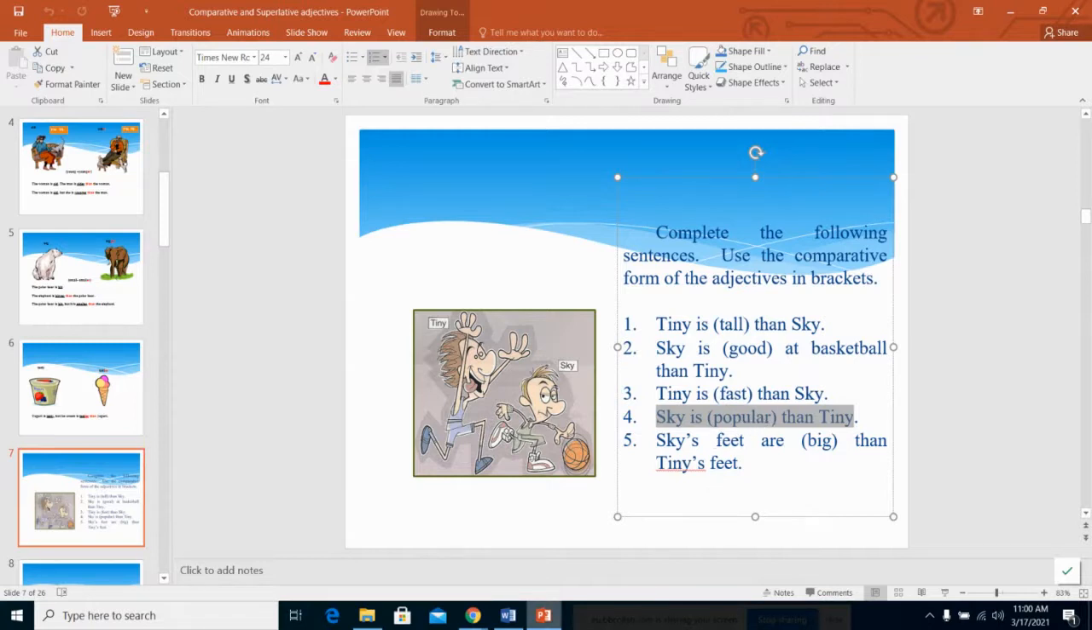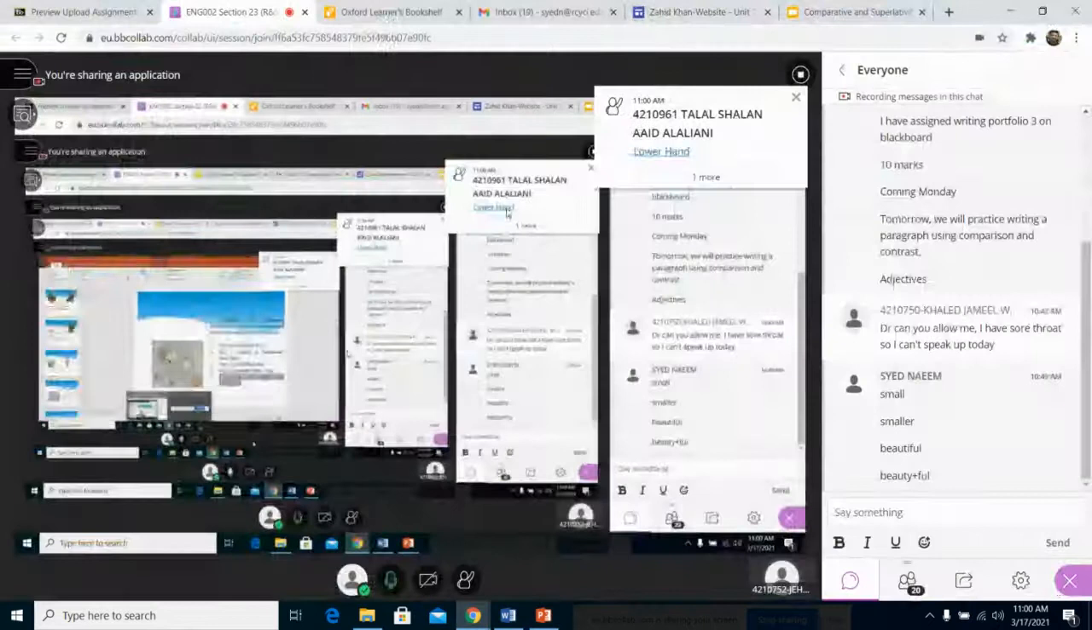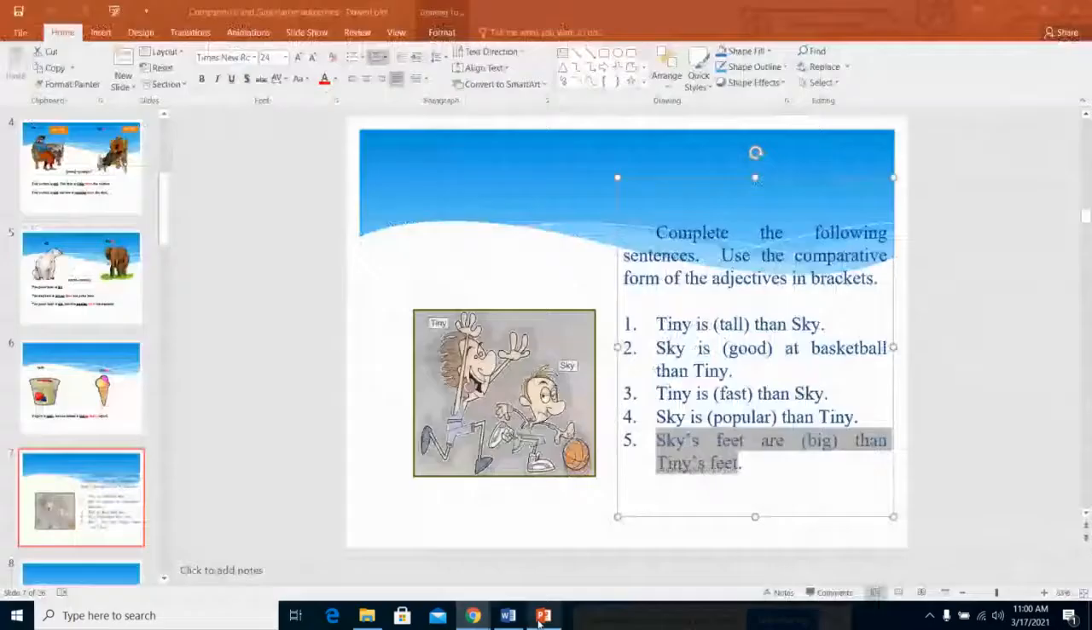The last one is Sky's feet are big than Tiny's feet. So Talal. Yes, doctor. Sky's feet are smaller than Tiny's feet. Sky's feet are smaller than Tiny's feet. Look at the picture, Talal.